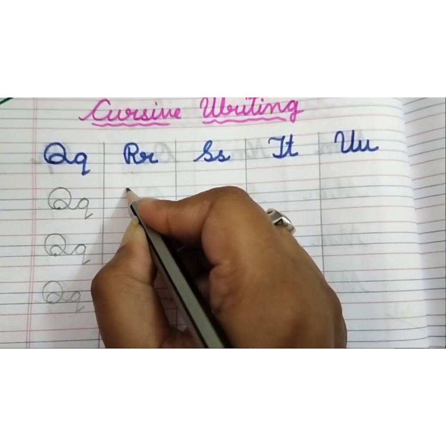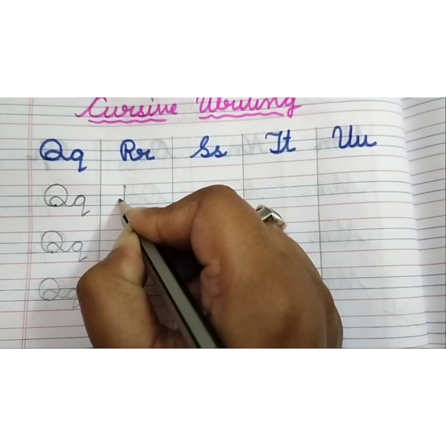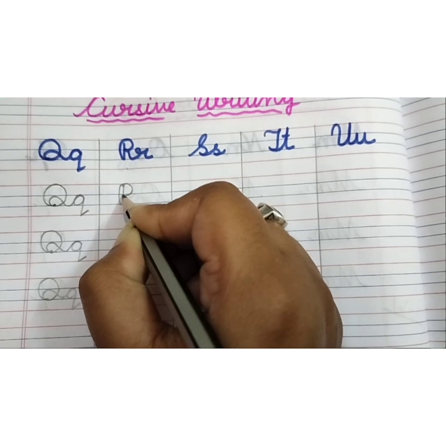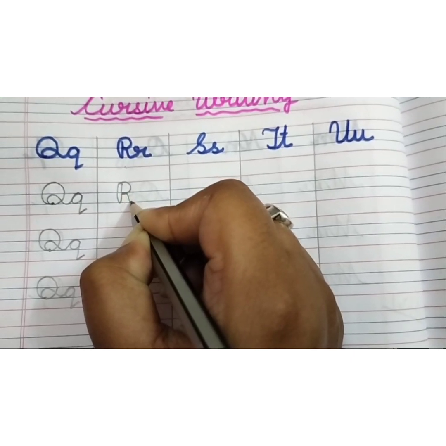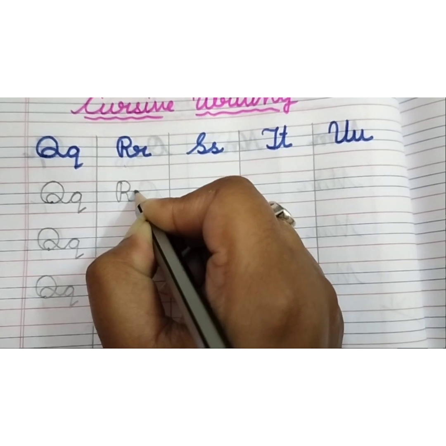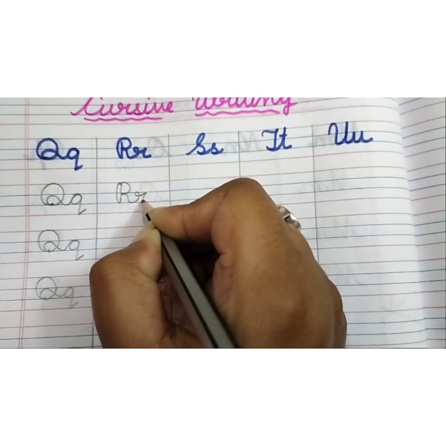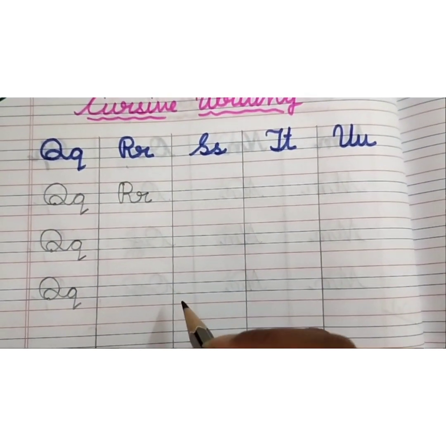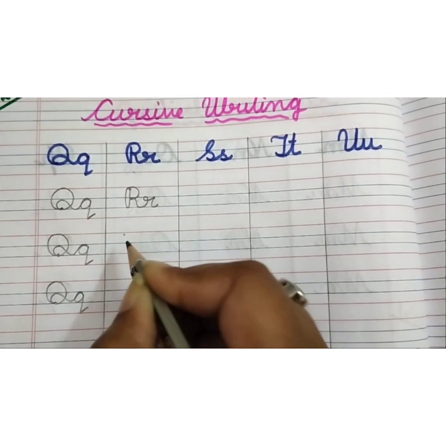From here, we will come down to the third line. From here, we will go up and touch the red line. We will make a circle and we will again come down to the third line. From here, we will join and within these two blue lines, we will write small letter R. Hope you have understood.